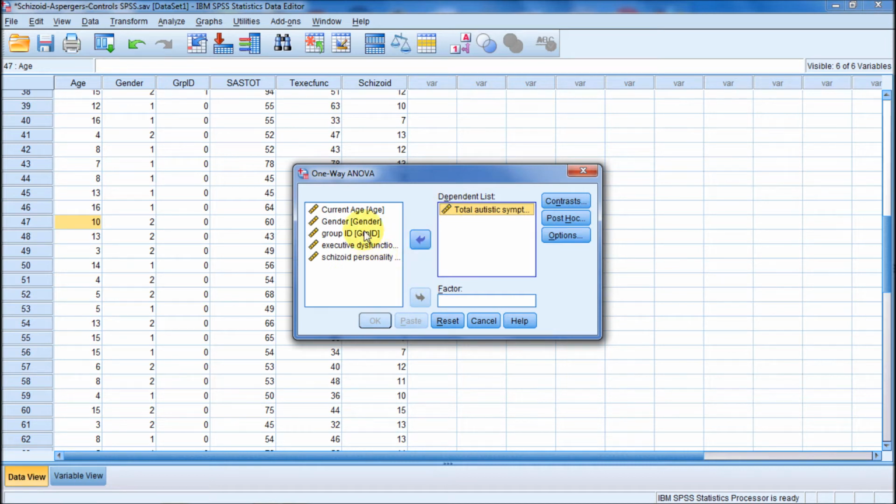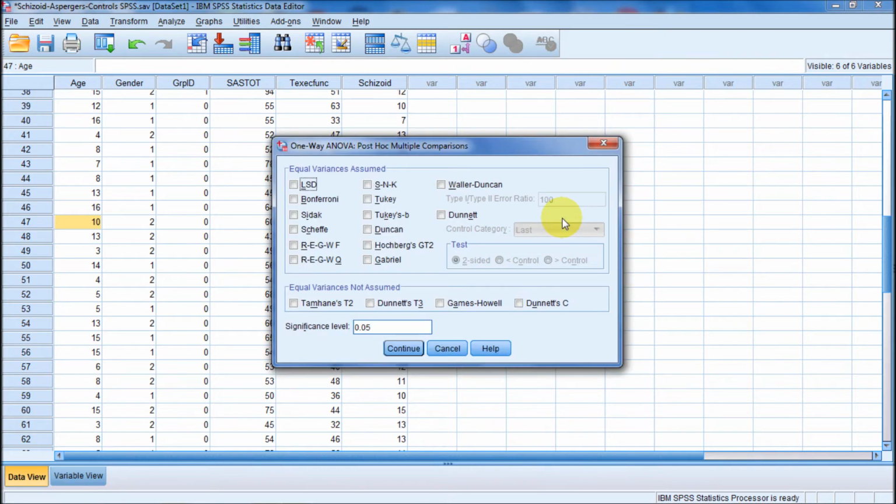What was our independent variable? The 3 levels of the group ID. And notice it takes that. It knows that the values are 1, 2, and 3, so we don't need to do anything. So we'll come over here to post-hoc. And remember I said multiple comparison test or post-hoc test. And we'll look at post-hoc.